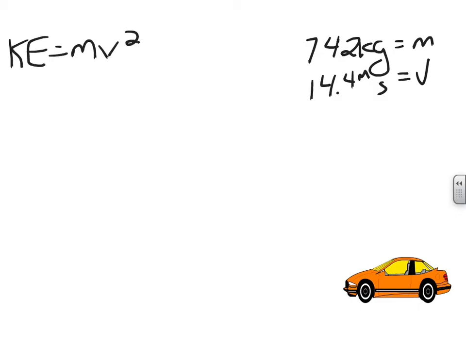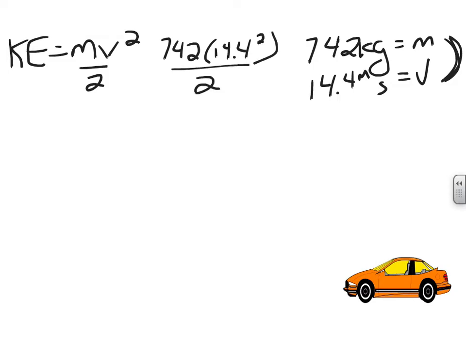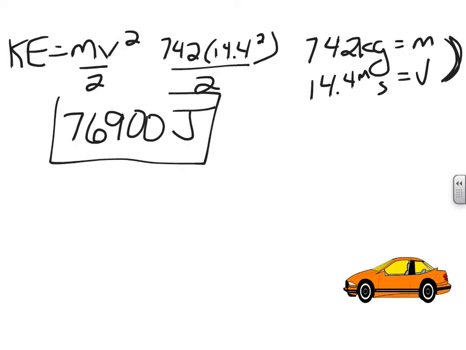So what I'm really saying is, how much kinetic energy do I still have? Well, the kinetic energy equation, again, is super simple. It's just mv squared over 2. Well, gee, what do you know? I know both m and v. So I have 742 times 14.4 squared over 2. And if we multiply that out, we get 76,900 joules. And you're saying, wow, that number is ginormous.